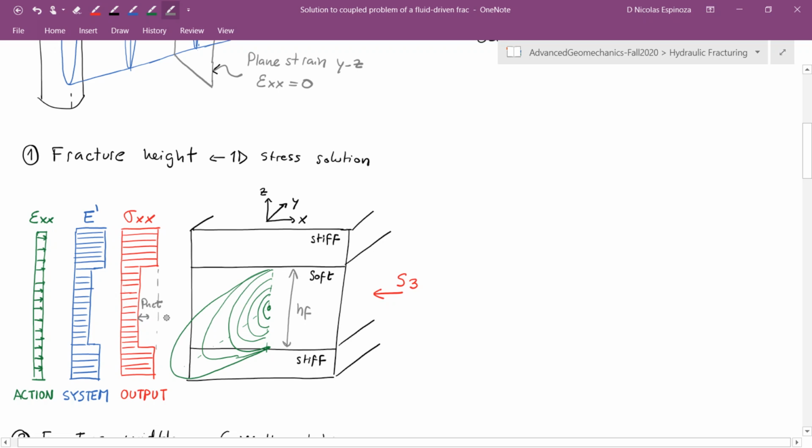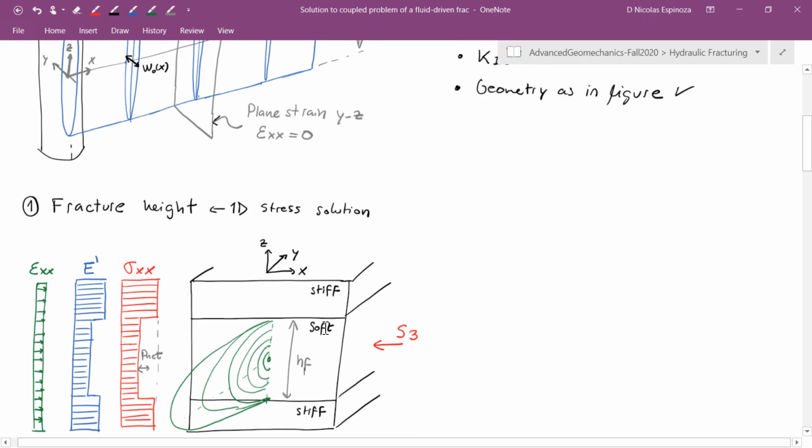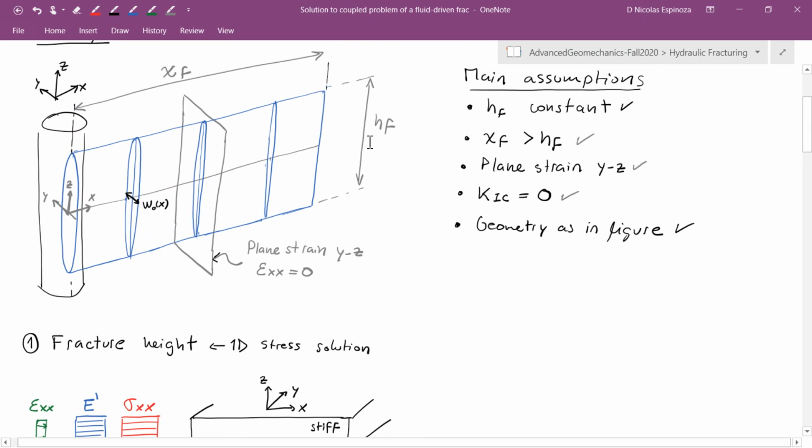Remember that if the net pressure were to grow and exceed this threshold, then the fracture may go into other layers. Okay, now that we have the fracture height, we can continue. In the PKN model, remember that the fracture height is going to be constant, and we're going to assume that along the entire fracture, the fracture height is the same.